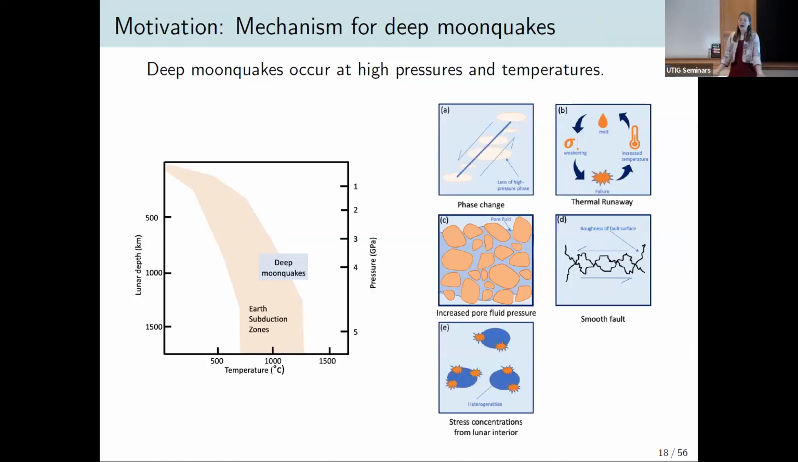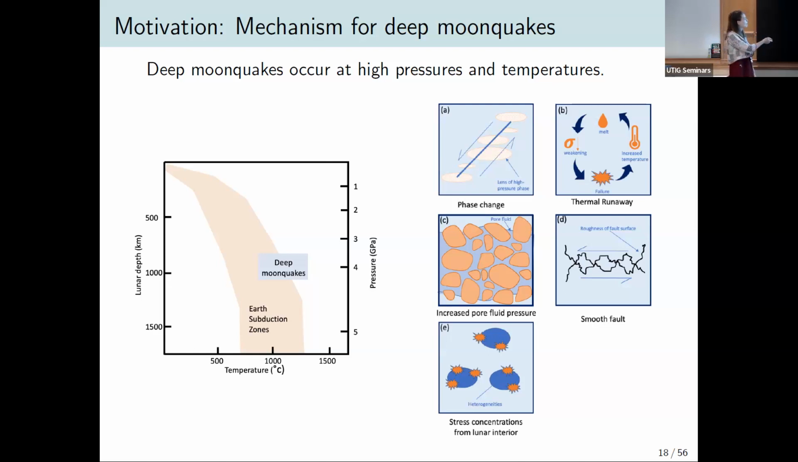And so why are we interested in the stresses that drive deep moonquakes? This comes back to this idea that they're happening at really high pressures and temperatures deep inside the moon, actually quite similar to intermediate depth earthquakes in subduction zones. So we have all of these same problems of we shouldn't be getting frictional behavior, but we do. So we need some kind of model or mechanism to explain it.